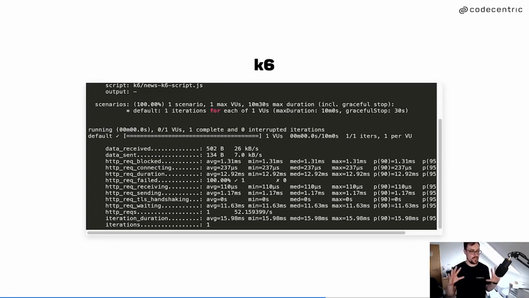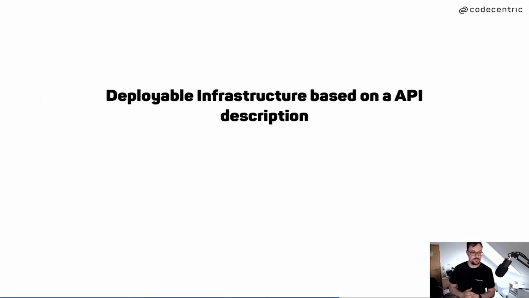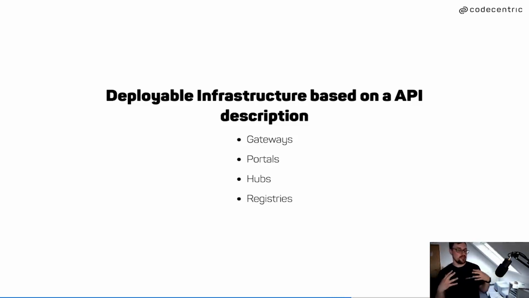And with this, we have now a well-formed and structured API definition, which is already under test. Now it's the interesting part to really think about deployable infrastructure based on an API description. How does it work? And what infrastructure components can maybe be described via an API description? In this case, we can talk about gateways, portals, hubs, and registries, and maybe marketplaces. So this is something we could also have a look at.